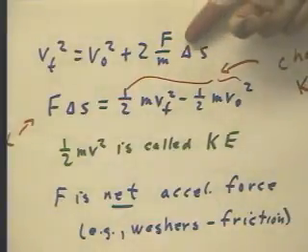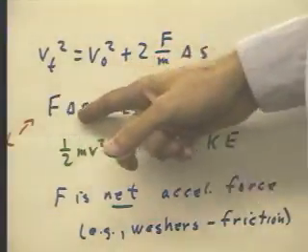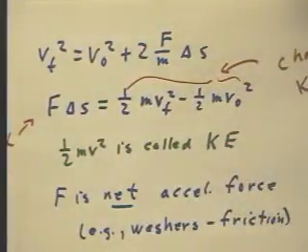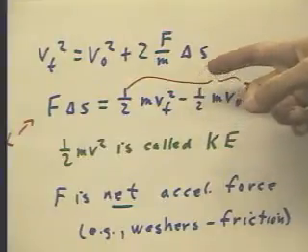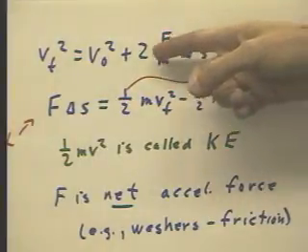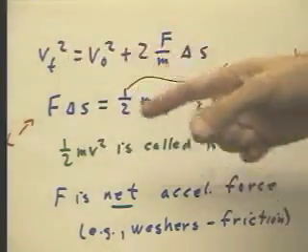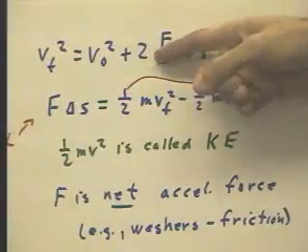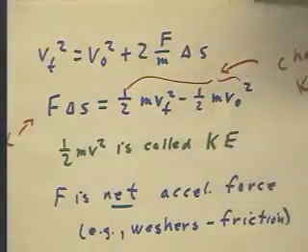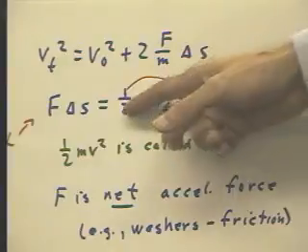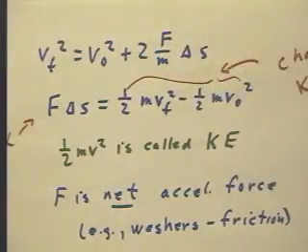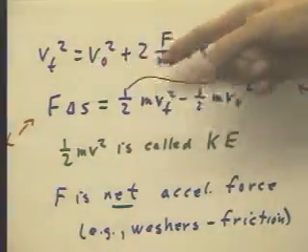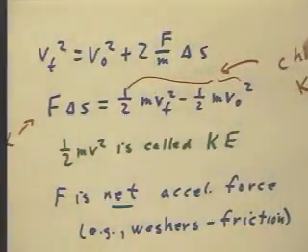If we solve for this F delta S here, and I haven't gone through the details of it, we do that simply by subtracting V naught squared from both sides and multiplying by the reciprocal of 2 over m, which will be m over 2. That gives us 1/2 m Vf squared minus 1/2 m V naught squared. And that's what our F delta S is.